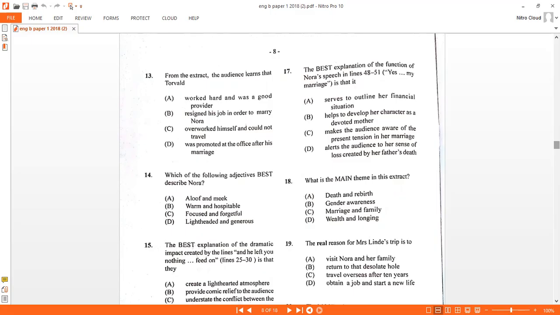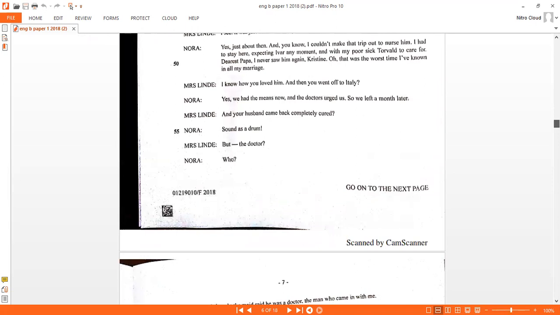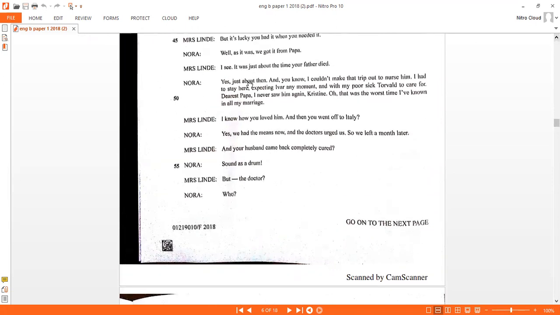No, it says the best explanation of the function of Miss Nora's speech. So let us go and look at what Miss Nora's speech is. And when we return to it, we need to be focusing on the best explanation. What is the function of Miss Nora's speech? What did it let us know about the play? What did it do for us as the audience? How did it impact us? What information did it provide for us? So let us go back to lines 48 to 51. Lines 48 would begin right here.